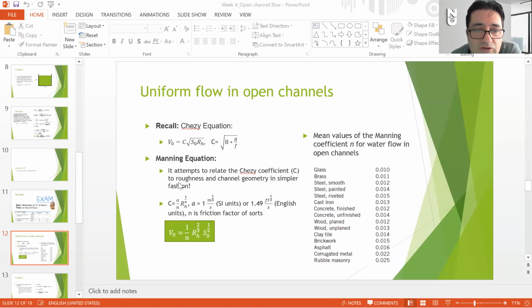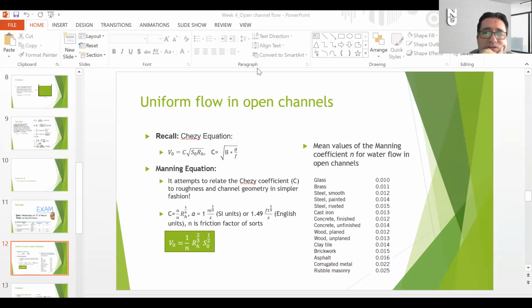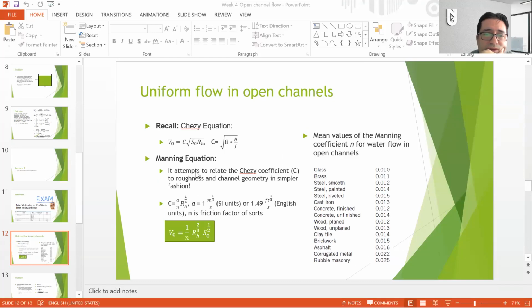The second equation you should learn is the Manning equation. If you ask me which one has wider use in practice, I will tell you that the Manning equation is maybe more common in civil engineering applications.